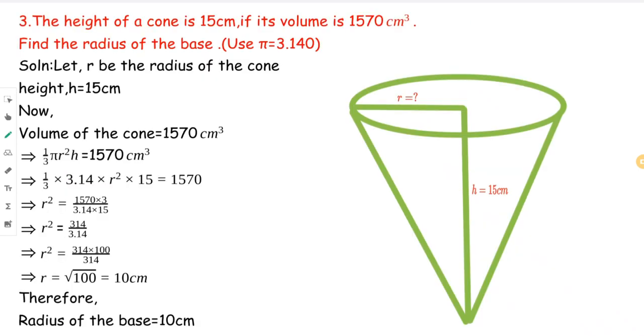All right, question number 3. The height of a cone is 15 centimeter. Its volume is also given. Find the radius. Since we don't know it, we'll let r be the radius.